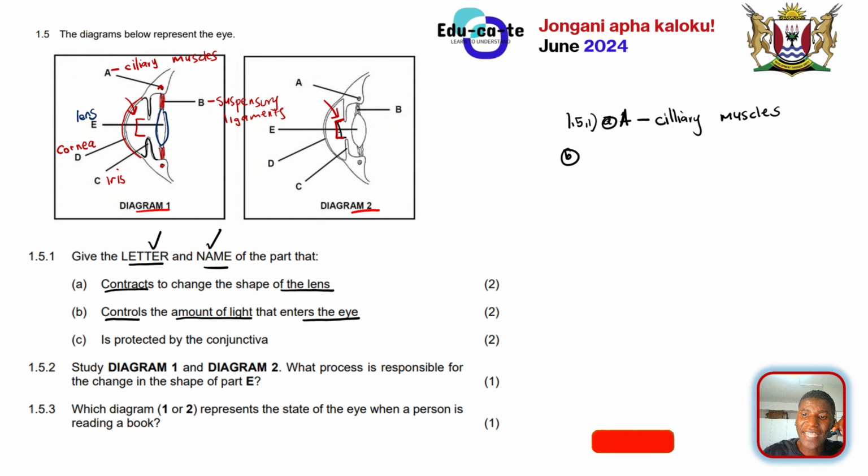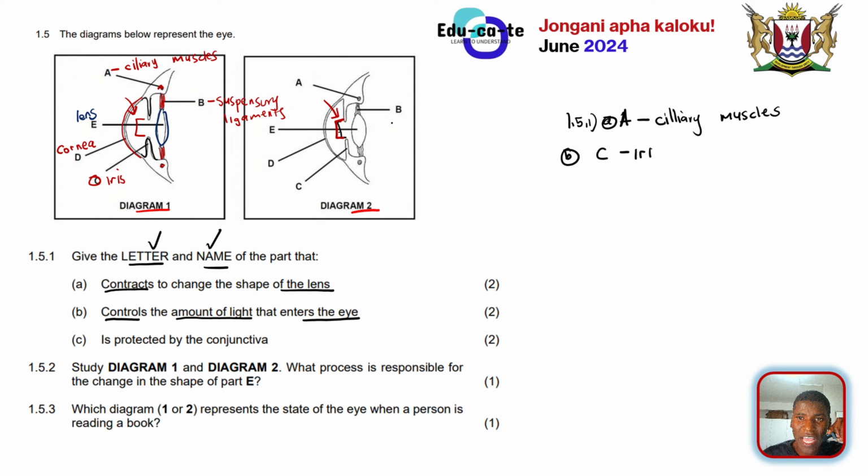So in bright light, what will happen? My pupil will constrict. And in dim light, what will happen? My pupil will dilate. Basically, that is controlled by a part that is labeled here, and we can see that this is the iris. Yes, it is the iris, because the iris is the one that has the muscles that control the size of the pupil. The circular muscles and the radial muscles are found on the iris, if you didn't know that. So here we say that this is C, and it is the iris.